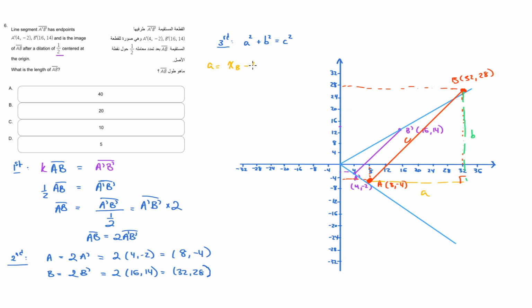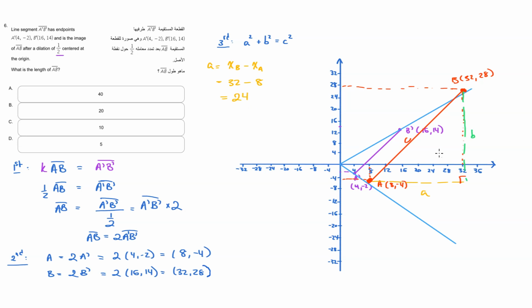You do XB minus XA, okay? If you really want to, you can just count each square. It doesn't matter. How do you go from 8 to 32? It's 24. But technically what you're doing is subtracting. It's 32 minus 8, right? So that orange side, which we called A, is equal to 24.